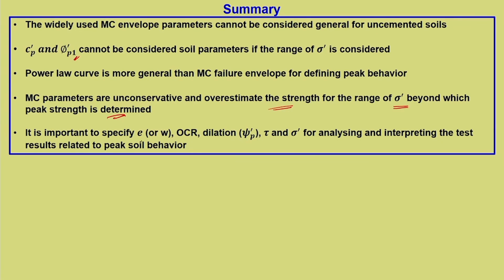So, it is important to specify the state parameter E, OCR, the dilation angle, tau and sigma dash for analyzing and interpreting the test results related to peak soil behavior. So, we have discussed a very important aspect of peak behavior, which you will see later in the state boundary surface. So, this information is valid when we consider it there.